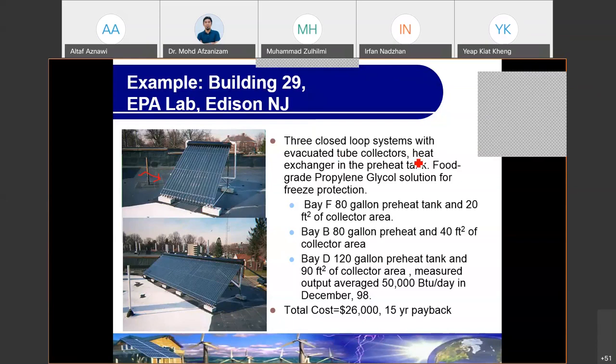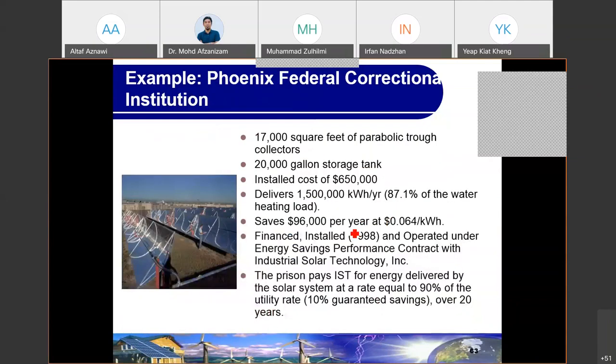Okay, so three closed loop, heat exchanger, preheat, propylene glycol for freeze protection. So these are the things that have been used for this evacuated tube. Okay, so this is another one, 17,000 square feet.